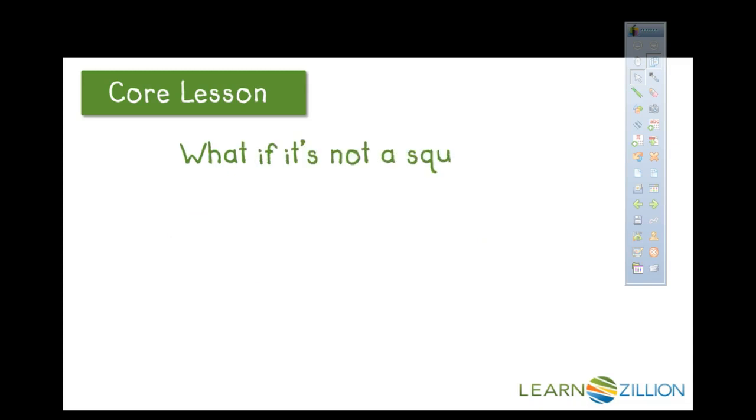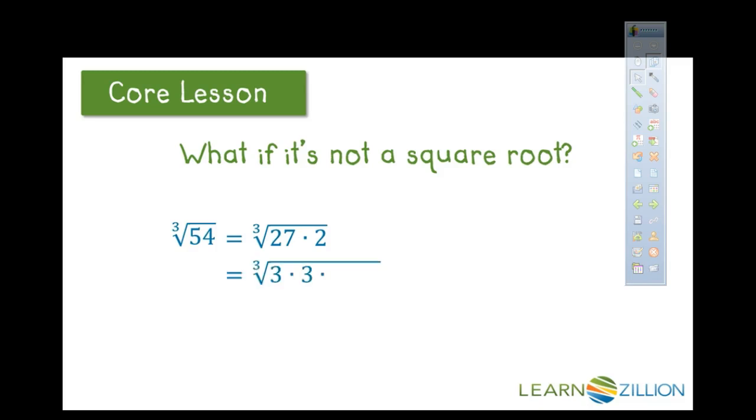What if it's not a square root? Consider this time the cube root of 54. We write the factors of 54 under the radical, and we get the cube root of 27 times 2. It can still be decomposed into 3 times 3 times 3 times 2. This time, you're looking for a cube root. Since a cube root is a number that is multiplied together 3 times, you want to find a triple. Under the radical, you can find a triple 3. So you end up with 3 cube roots of 2.